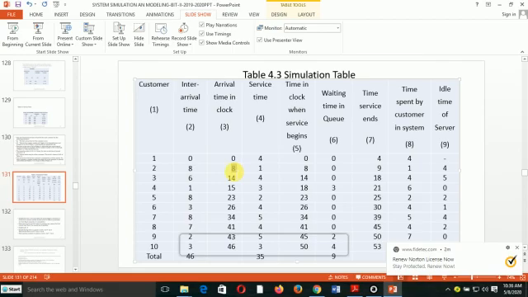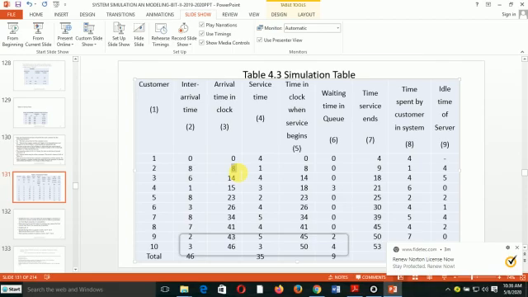So if I put this one, I will know when the service will start. If the value of the arrival of the second customer is greater than the sum of the previous one, I will take the maximum. Why? Because there is a time when the first customer has been served and there has been some gap, so the server was idle sometime.